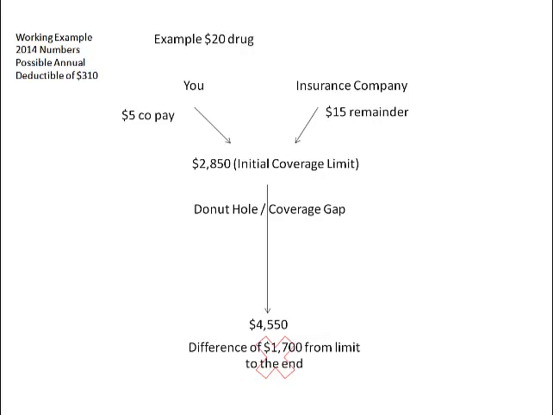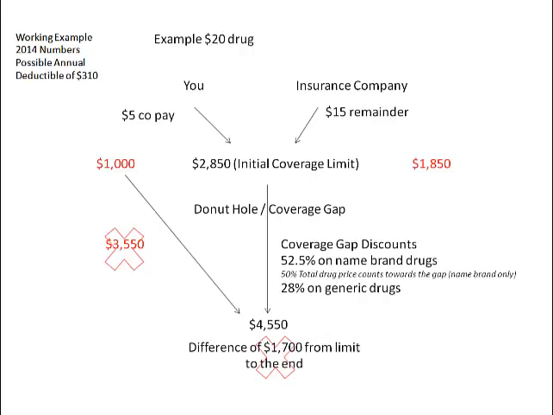When you get to initial coverage limit, Medicare only looks at the money you put into the till, not the insurance company. So let's say, to use round numbers, you spent $1,000 in copays. Your insurance company spent $1,850, so there's your $2,850. Your coverage gap can be from your $1,000 to your $4,550 or $3,550. But it doesn't stop there, because now you actually have discounts when you hit the coverage gap.